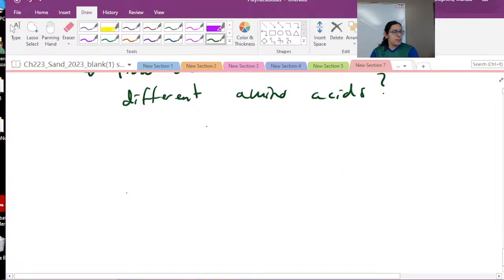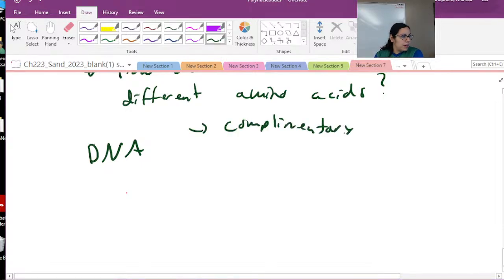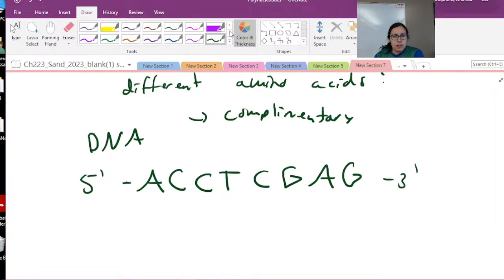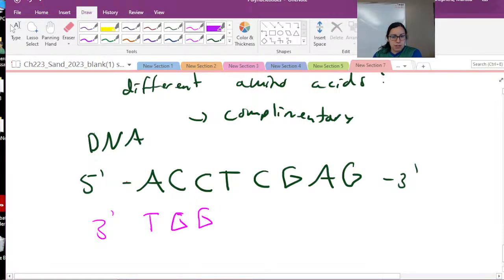And so we have, right, DNA, and then it pairs with its complementary pair. So if we have 5' for our DNA, so A, C, C, T, C, G, A, G, and then 3', then our corresponding would be T, and then you just pair them, so right, A goes with T, then C with G, T with A, C, T, C.